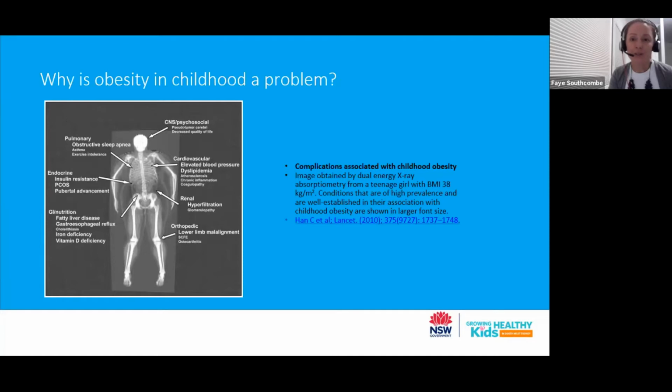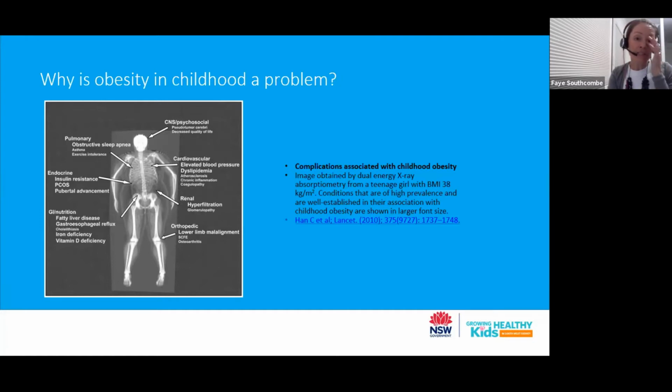All right, so why is obesity in childhood a problem? You've probably seen this image before, but it speaks to the fact that there are immediate consequences of obesity in childhood, and these involve all of the bodily systems. So we can expect to see children and young people affected by obesity with some of these complications in all of our practices.